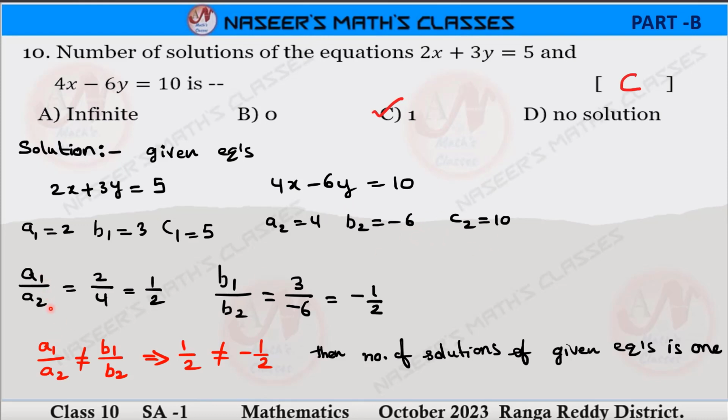a1 by a2 is equal to 2 by 4, by cancelling we get 1 by 2 and b1 by b2 is written as 3 by minus 6, by cancelling we get minus 1 by 2. Here a1 by a2 is not equal to b1 by b2, that is 1 by 2 is not equal to minus 1 by 2. So if this condition is satisfied, then the given equations are intersecting lines. So we have only one solution, that is C is the correct option.